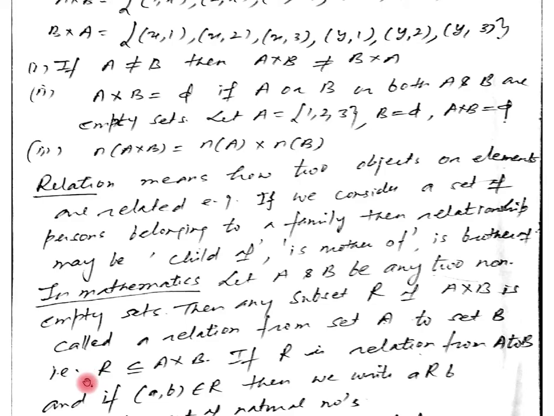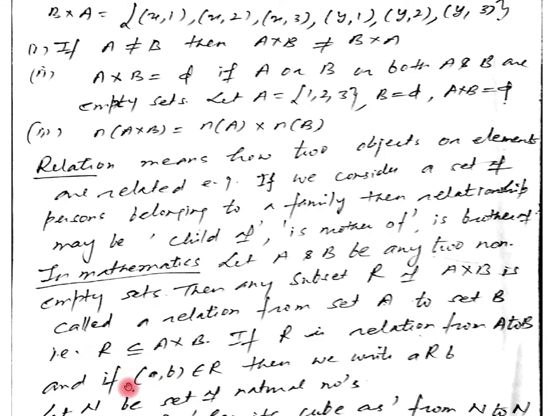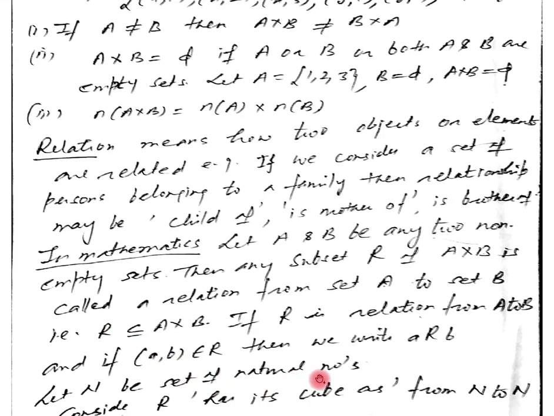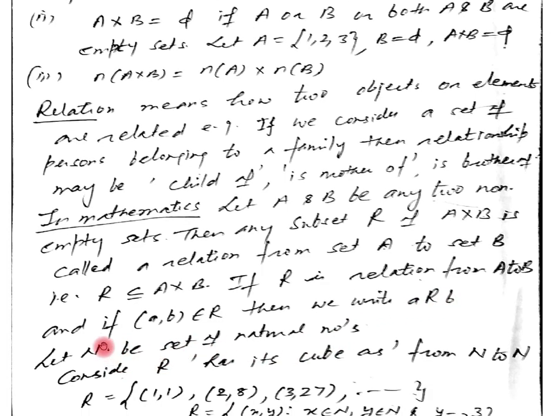We generally use the capital letter R for the relation. R is a subset of A cross B if R is a relation from A to B. Then an element of R should be in the form of an ordered pair. It means if the element (a, b) belongs to R, then we write a is related to b. This is the common notation we use in questions. Here R is not the real numbers; we are using R for the relation. If R is a subset of A cross B, or if (a, b) belongs to R, then we can say a is related to b.